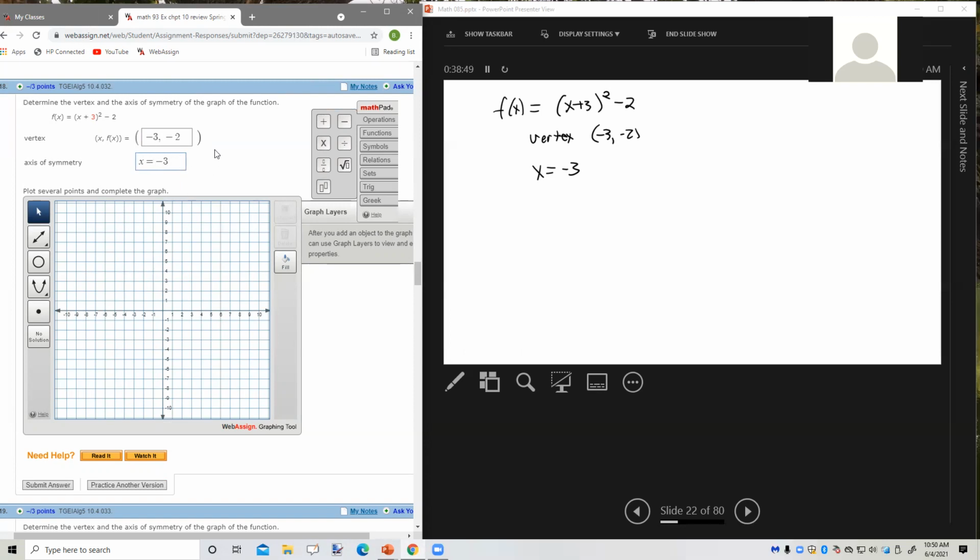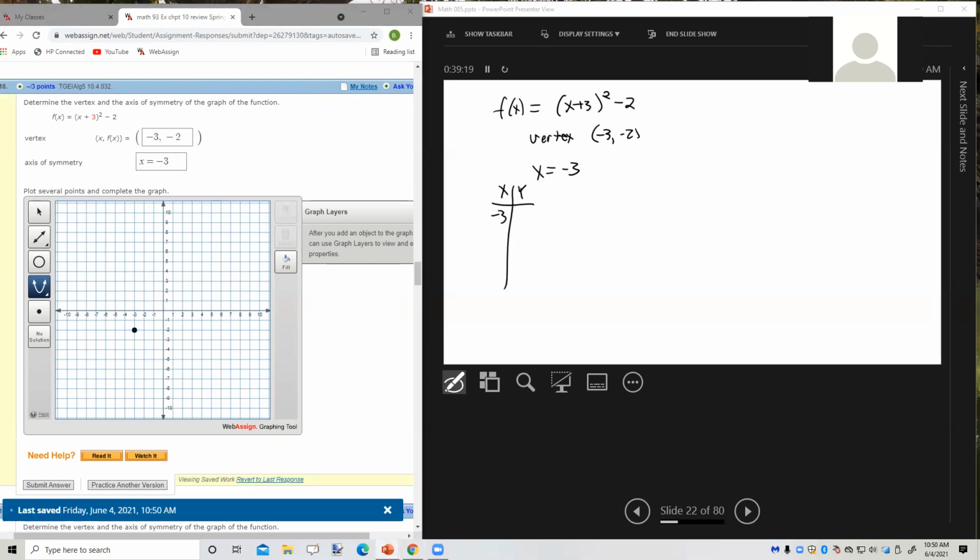Now, let's review how you graph a parabola in WebAssign. You start out by clicking on the parabola button till it turns blue. We need to plot 2 points. The first point is the vertex, which is -3, -2. And then I need to plot a second point. So I'm going to need to calculate a second point.